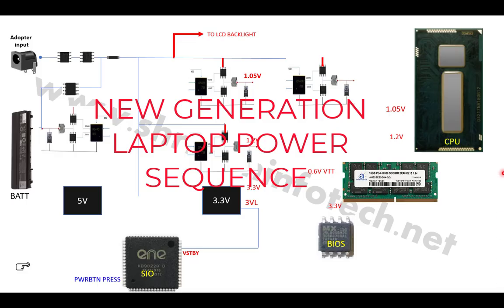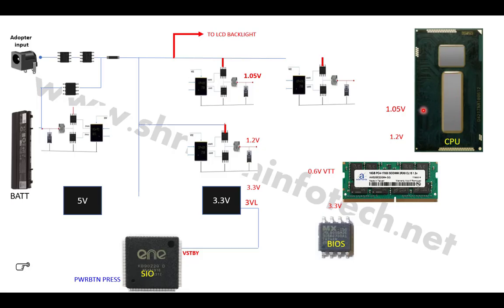On the screen you can see there are some components. Here you can see this is a CPU, then here you can see the RAM, here you can see the BIOS, and here you can see the SIO. Now the SIO requires 3 volt, the BIOS requires 3 volt, or the newer BIOS requires 1.8 volt, and here is the RAM, it's a DDR4. DDR4 requires a total of 4 voltages: 1.2, 0.6, 3.3 and 2.5. And the CPU is here. The CPU requires a CPU core voltage, then 1 volt, and then 3.3 volt. So these are the powers required by the CPU.